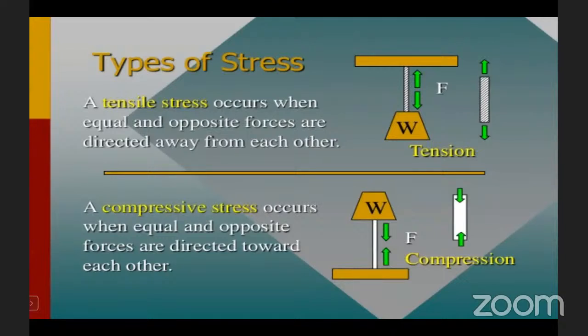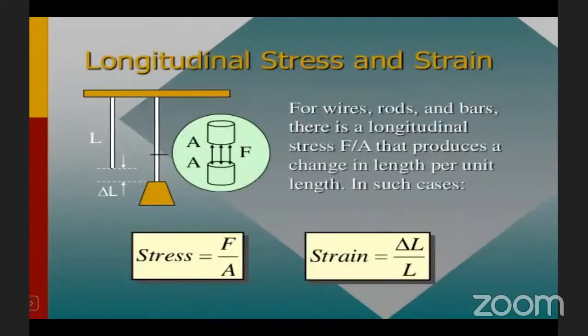See here, W is the weight of the body, and the expansion is the tension. F is a force, and the upside and downside is the tension. Next, in another diagram, you see the compression. Next one, longitudinal stress and strain. Now see the diagram first.